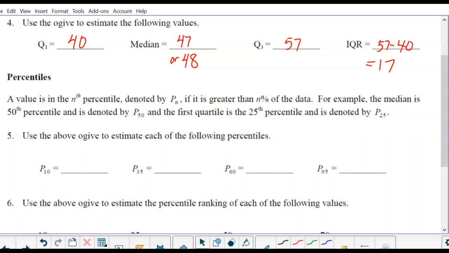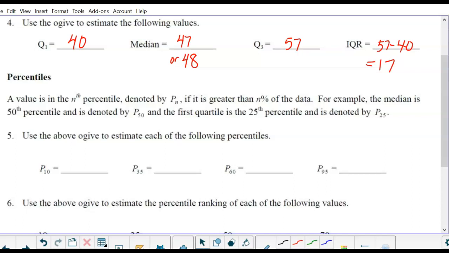Or sometimes it's used in standardized testing. So if you write the SAT in the States, they give you a score. But sometimes they'll scale and say the 95th percentile. That's how you score. They don't really care what you scored, but that means you scored above 95% of all the people writing it. Okay, so that's what we're talking about here.